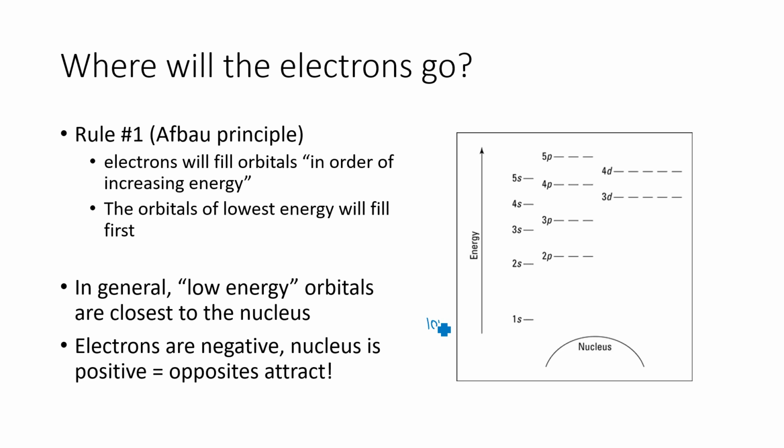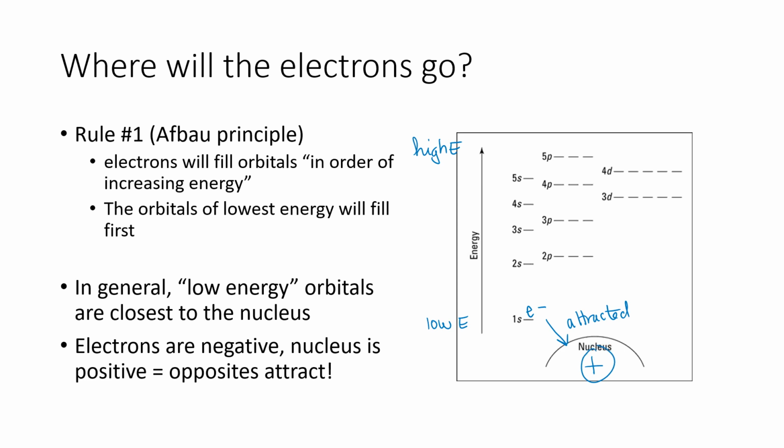So here's a visual showing these orbitals with respect to the nucleus. Remember, the nucleus is positive. That's where the protons are. And the lowest energy orbitals are the ones that are closest to the nucleus. And that makes sense because electrons are negative, right? And opposites attract. So these electrons are going to be attracted to the nucleus. So they are going to want to be as close as possible. Okay, so electrons are going to fill the closest orbitals first.